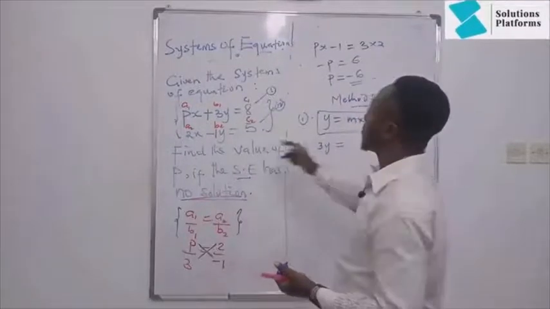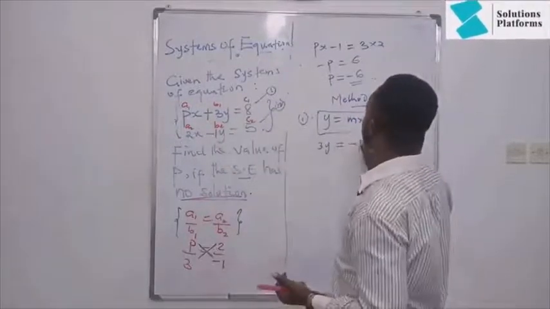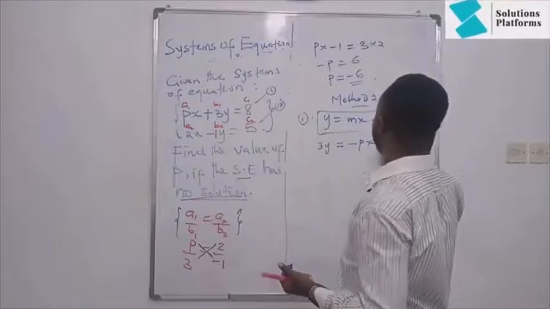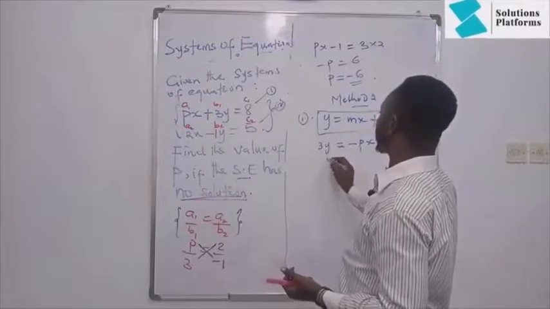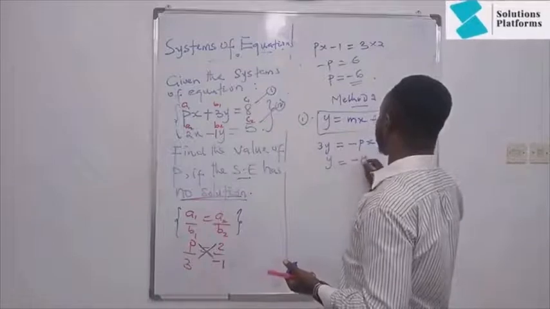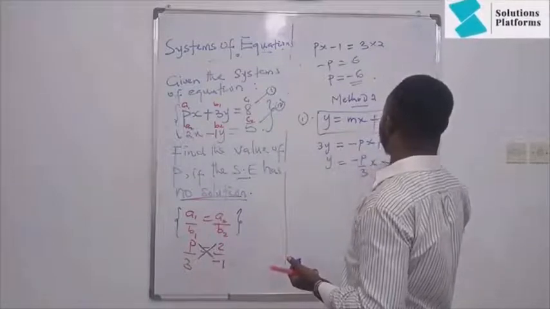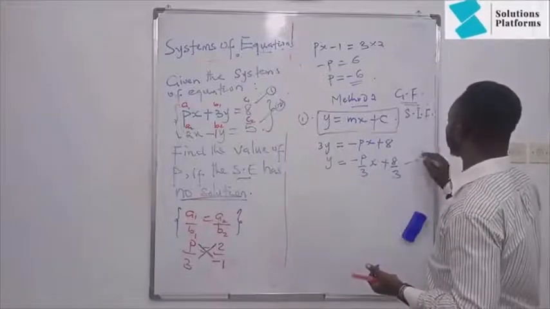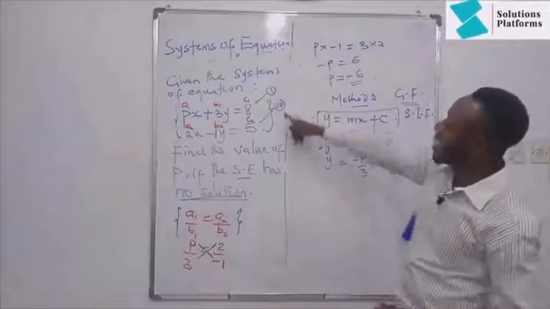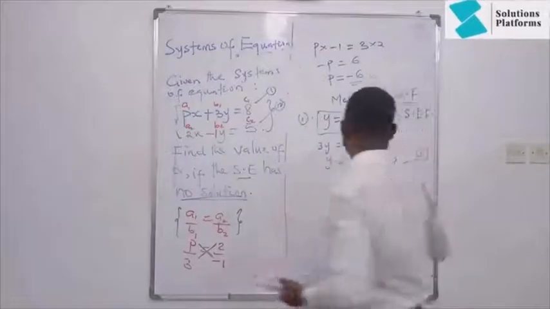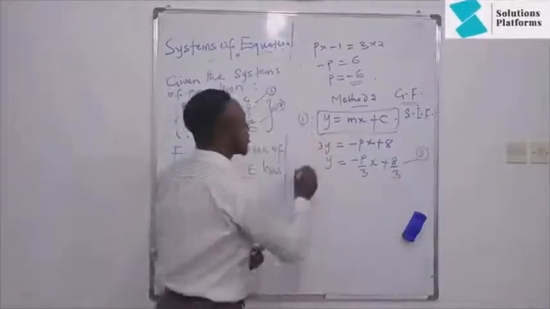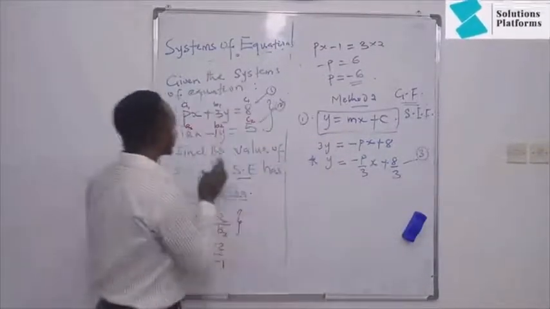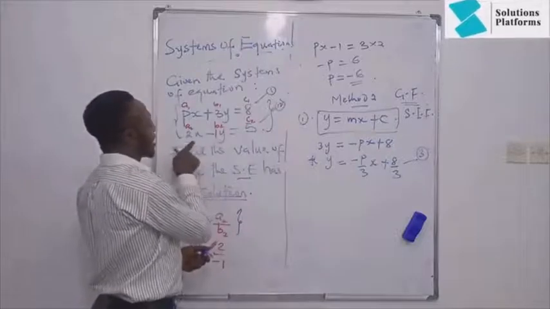3y equals, this goes over, negative px plus 8. Divide both sides by 3. y equals negative p over 3 x plus 8 over 3. So I can call this equation 3 because I have equation 1, I have equation 2, now I have equation 3. So I'm going to keep this one and also make y subject of formula here.